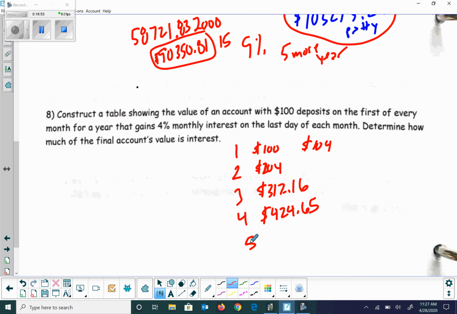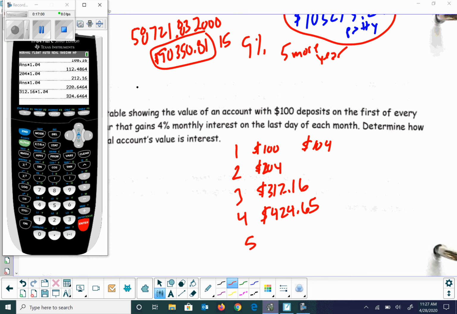After your fifth month, go back to the calculator. So it becomes 424.65 times the 1.04, and then we'll add 100 to that value. So it becomes 541.64.